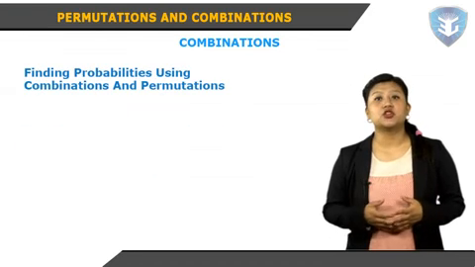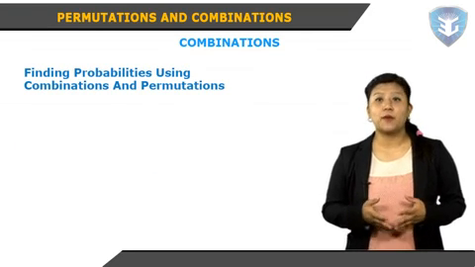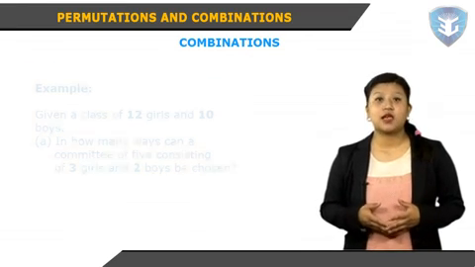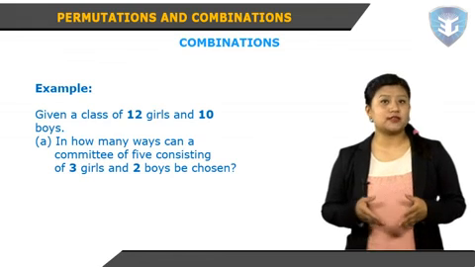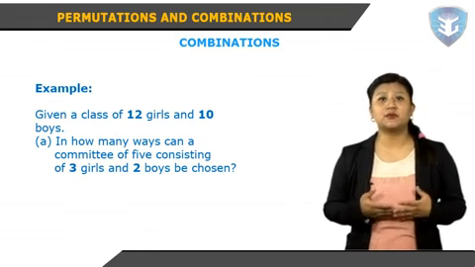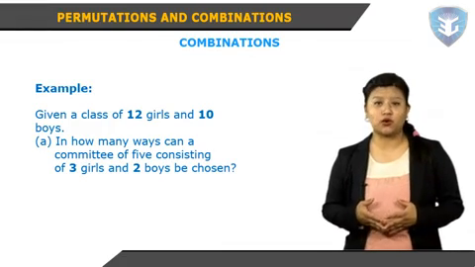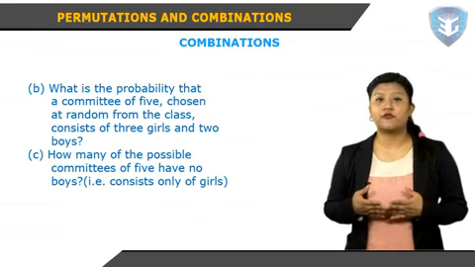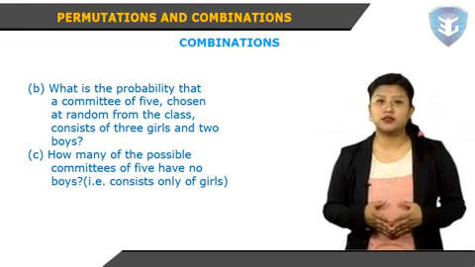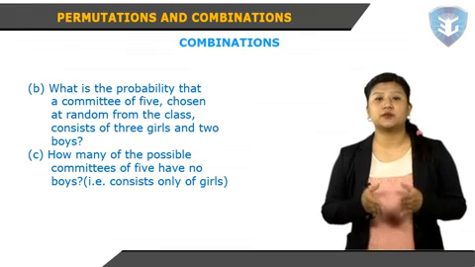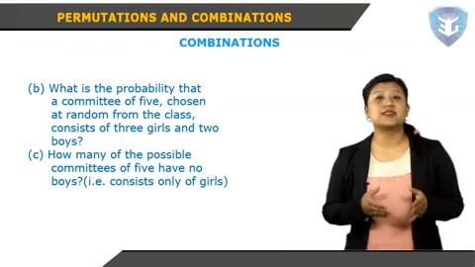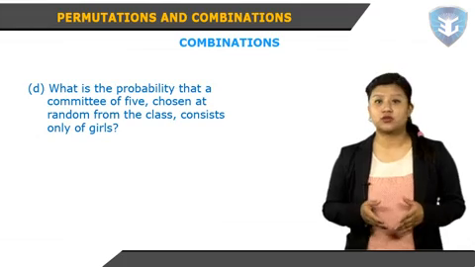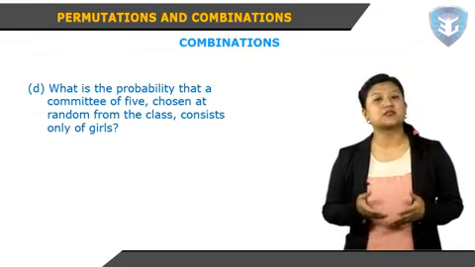Finding probabilities using combinations and permutations. Combinations can be used in finding probabilities as illustrated in the next example. Given a class of 12 girls and 10 boys, in how many ways can a committee of 5 consisting of 3 girls and 2 boys be chosen? What is the probability that a committee of 5 chosen at random from the class consists of 3 girls and 2 boys? How many of the possible committees of 5 have no boys, that is, they consist only of girls? What is the probability that a committee of 5 chosen at random from the class consists only of girls?